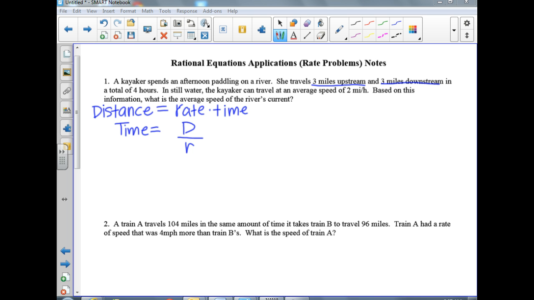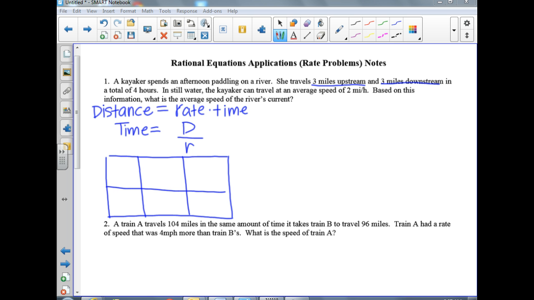Time equals distance over rate. Okay, so you're going to make this little box, and it's going to be really helpful. We're going to have a column for each one: a distance column, a rate column, and a time column, for each of these three problems.